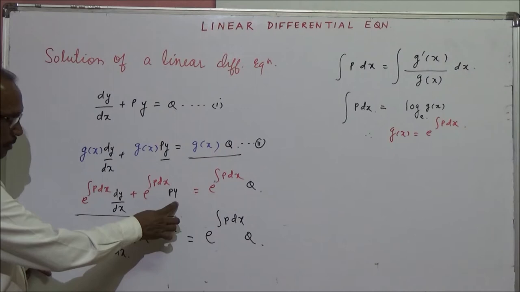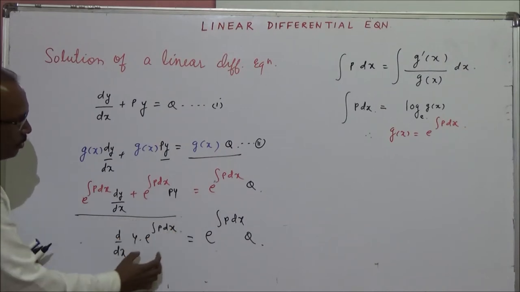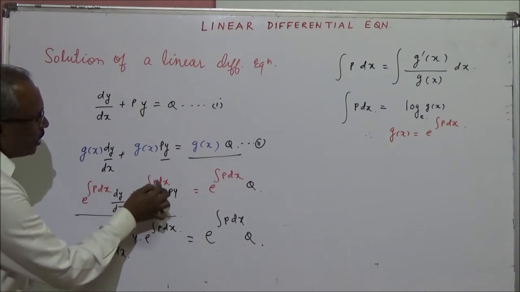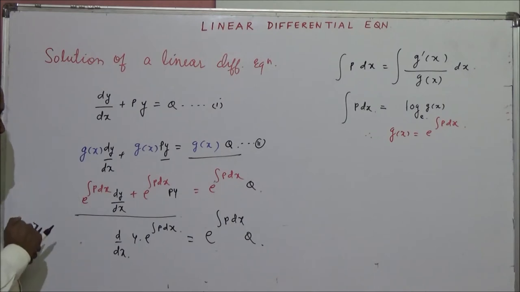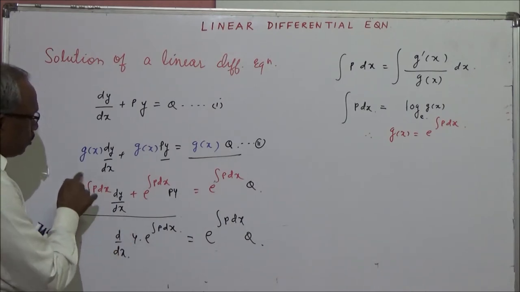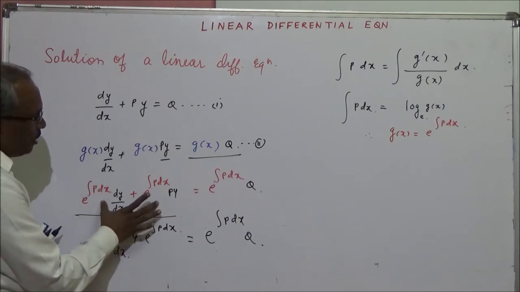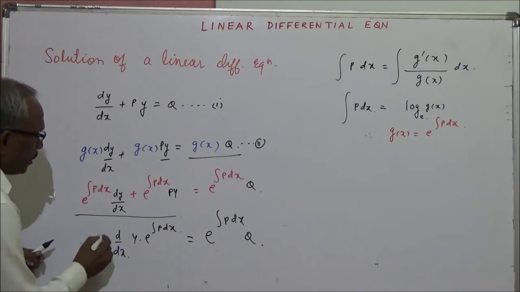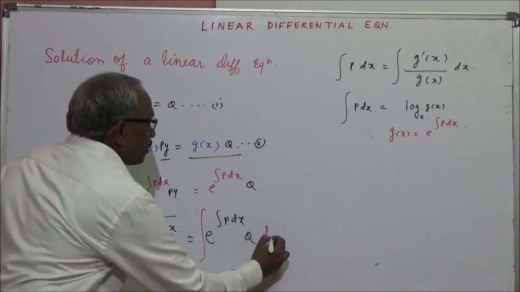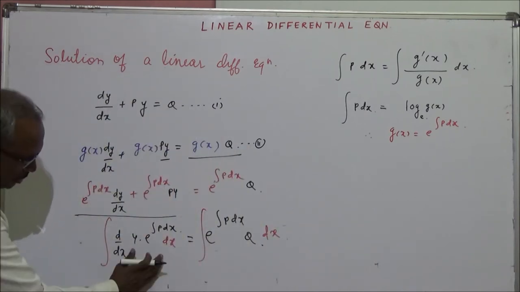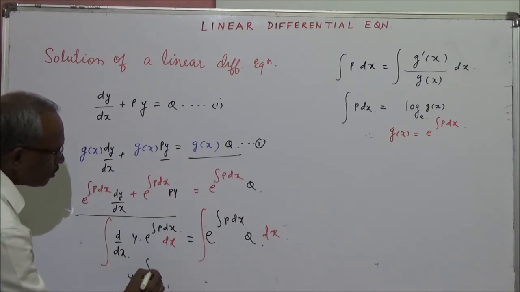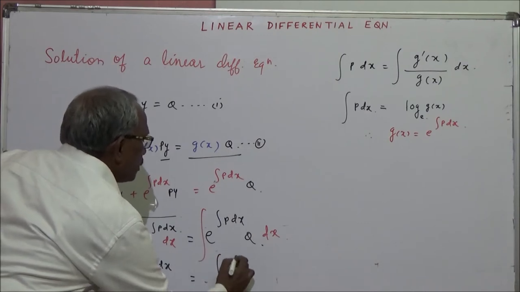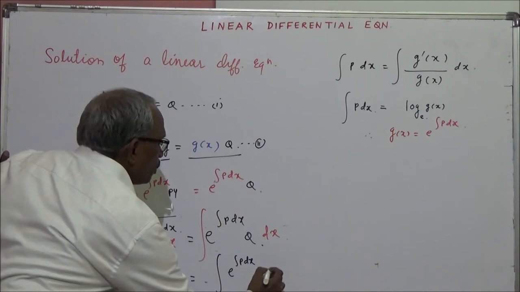See how I can write this: derivative of first function, first function, second function. First function into derivative of this. Derivative of e raised to integral p dx is e raised to integral p dx into derivative of this, which is p. Plus second function e raised to integral p dx into first function. So in place of this I can write this. Now integrating both sides. What is the integration of this? Integration of this will be y into e raised to integral p dx is equal to, keeping this as it is, integral of e raised to integral p dx into Q dx plus c.